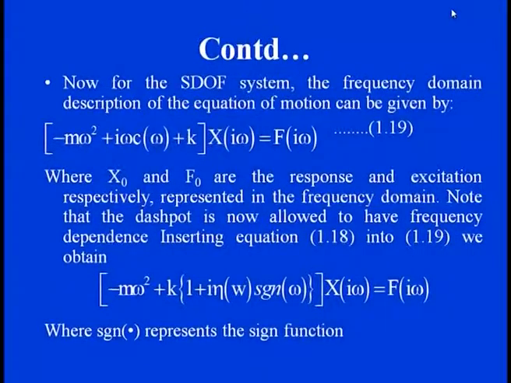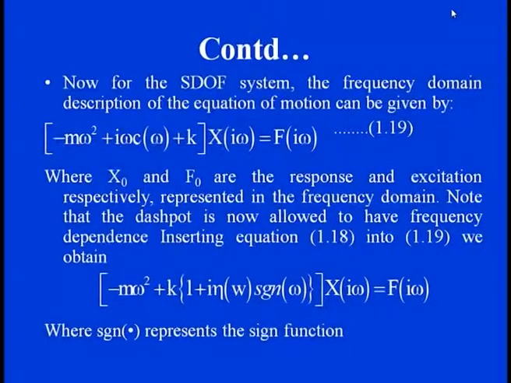So we can say that it is minus m omega square plus i omega c of omega plus k, into whatever you see, like the displacement x of i omega, equals the forcing function through which the excitations are there, F of i omega. Whatever the response is in terms of x or in terms of F, they are nothing but giving us the final outcome response and the excitation feature in the frequency domain.